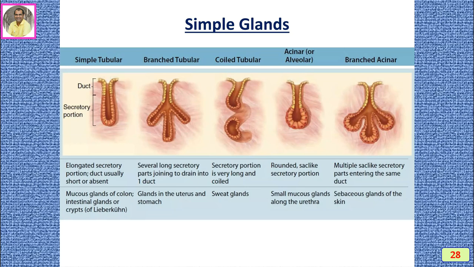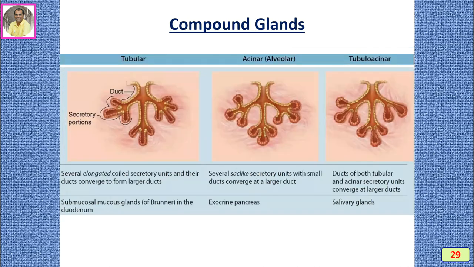Whereas the acinar or alveolar cells are small, numerous glands in the urethra, and multiple sac-like secretory parts do contain with that of the branched acinar and sebaceous glands of the skin, sebum. So these are all simple type of the glands, and compound glands are the example. First, let us see the example.